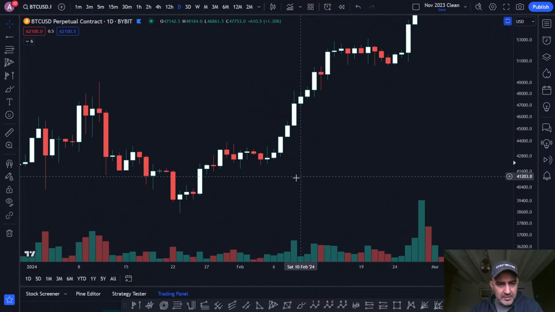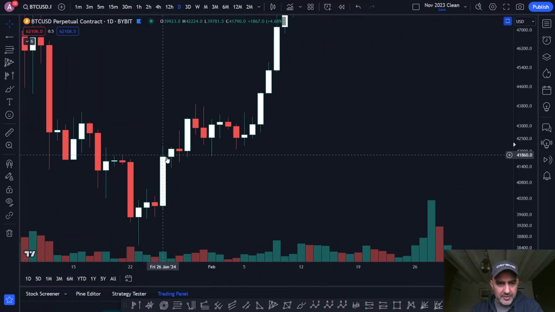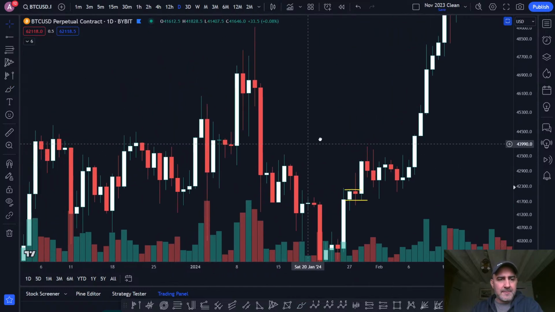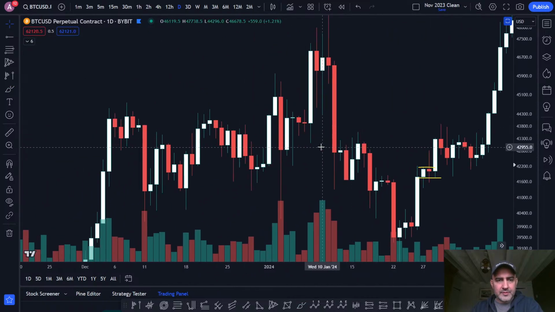Can I show you an example? Yeah, there's a little bit of an example here in the past where the range was in the wick. You see that? That's bullish price action for continuation. It's just something to note.